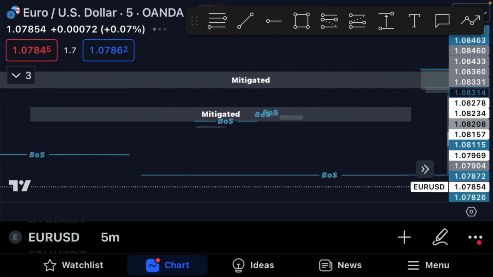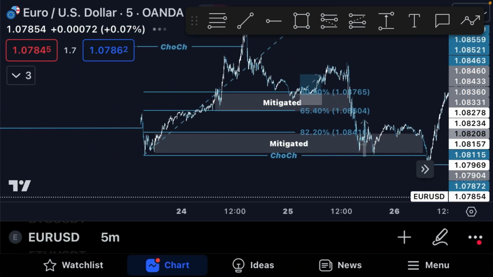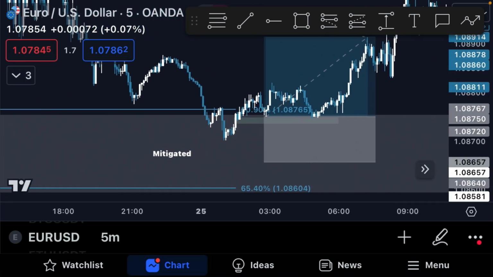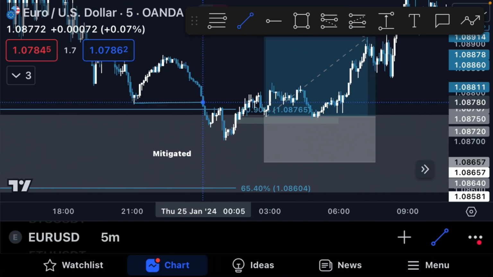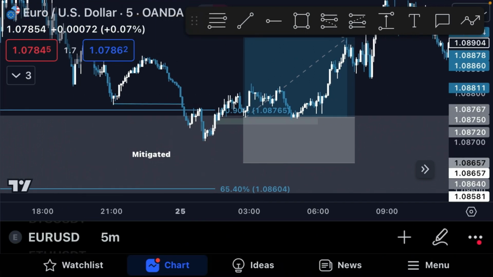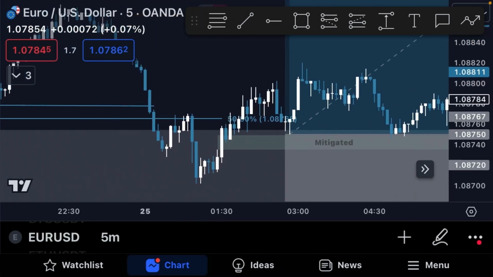Okay, now let's go back to what we are saying here. Like I told you, this is the last break of structure at this area. I told you that we don't need prices to break that area. So we don't need prices to break that area, and that is it.